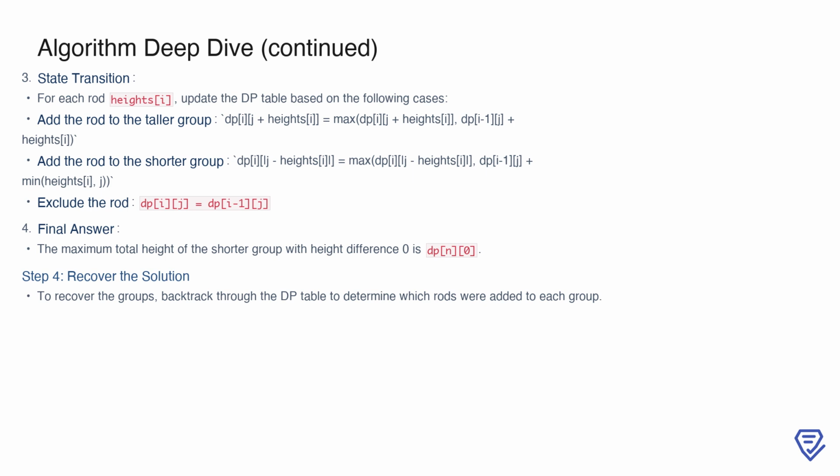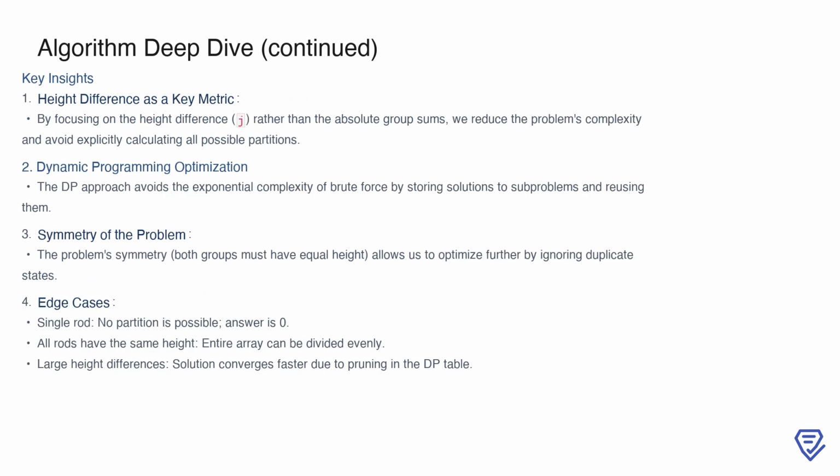To reconstruct the solution and determine which rods belong to each group, we can backtrack through the dp table and trace the decisions made during the computation. There are some key insights that make this approach more efficient and intuitive. First, the use of height difference as a core metric simplifies the problem significantly. By focusing on the difference, we avoid the need to explicitly calculate all possible partitions of the rods.